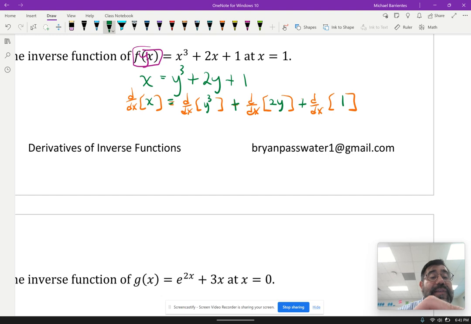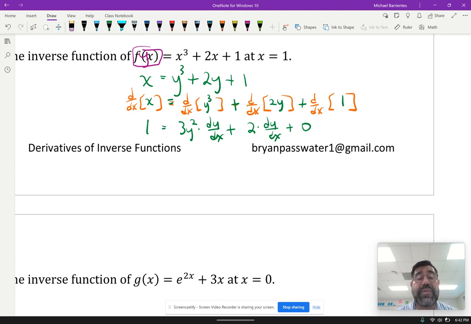All right, the derivative of x is just 1. Boom. Done. The derivative of y cubed with respect to x is 3y squared times dy/dx, plus the derivative of 2y with respect to x is 2 times dy/dx, and the derivative of 1 with respect to x is just 0. So I really don't need to put that last part, but I'm just putting it there to remind you that there were 3 terms, so there are 3 different derivatives that we took. But I'm going to go ahead and erase it since it's not necessary.